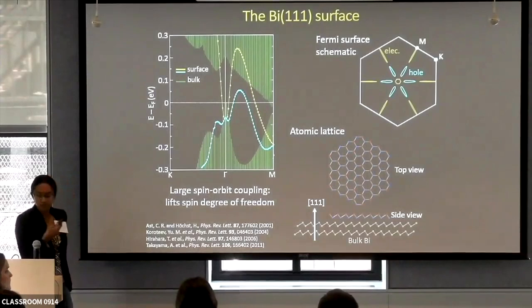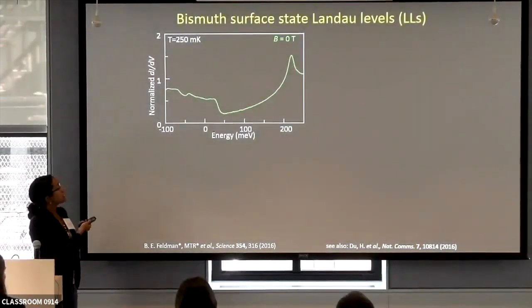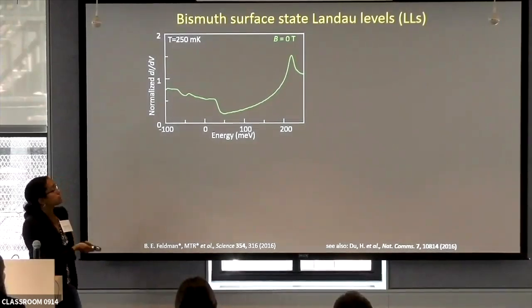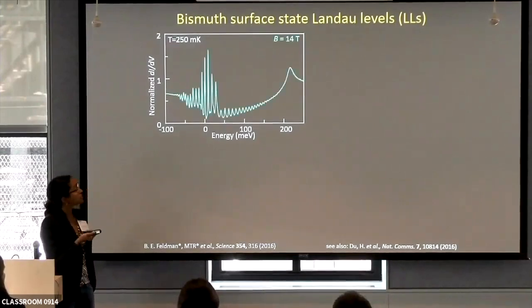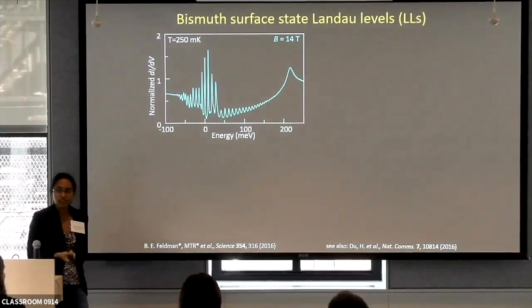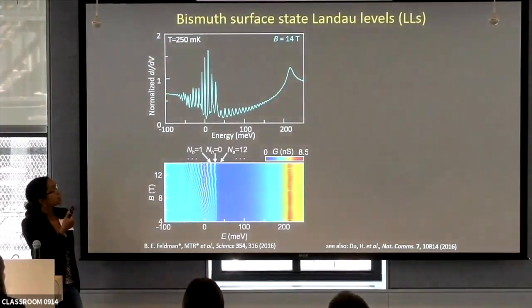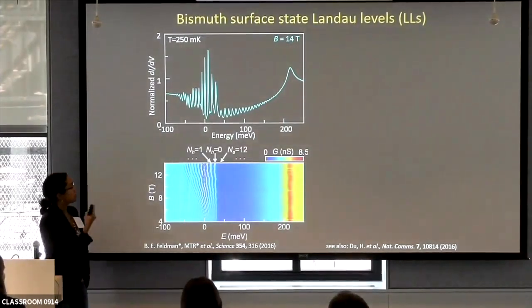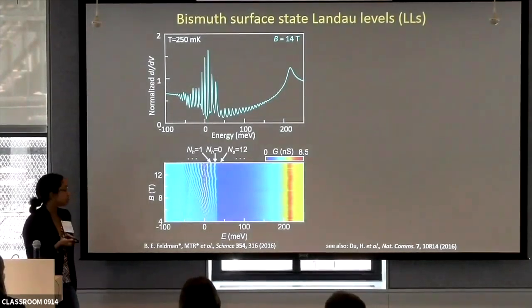And so now what we do is we can measure the system at 0 magnetic field. We get some smooth curve that looks like this in our tunneling conductance. And now when we turn on a large magnetic field at 14 Tesla, our spectrum shows these very sharp peaks here. And these peaks directly correspond to Landau levels in the system. Now, in order to understand these Landau levels better, we can look at how they evolve as a function of magnetic field and track their dispersion.